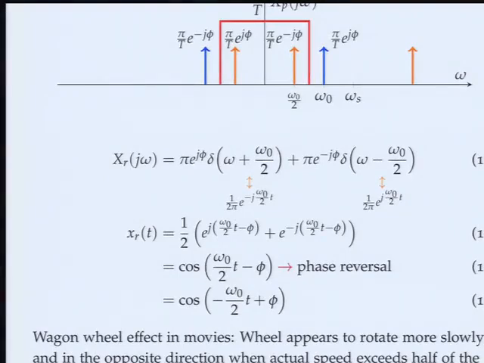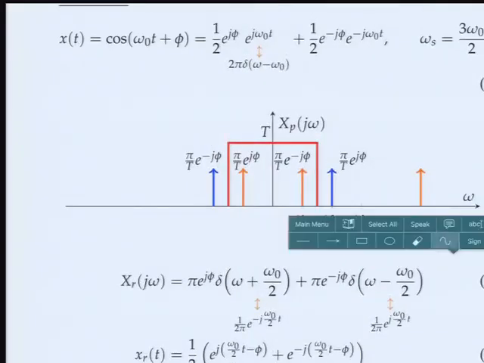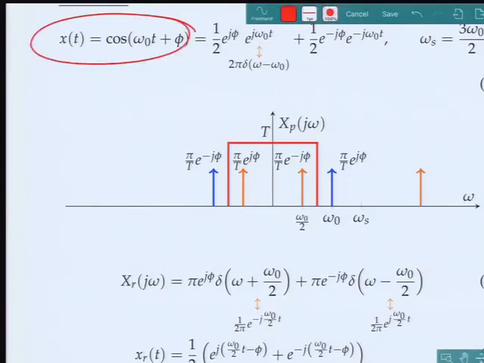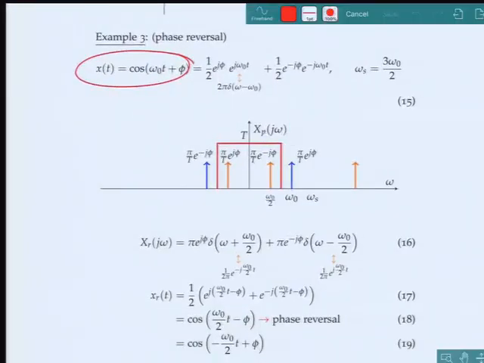It was plus phi, so the signal that we sampled was this. Okay, this was this. And the one we reconstructed is this one. Two things happened. The frequency changed because of aliasing, because we didn't sample fast enough. The reconstructed signal looks different, has different frequency. But in addition, the sign of the phase also changed, right?